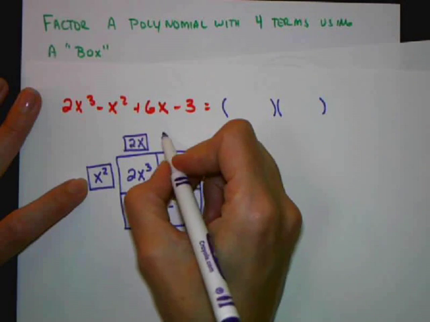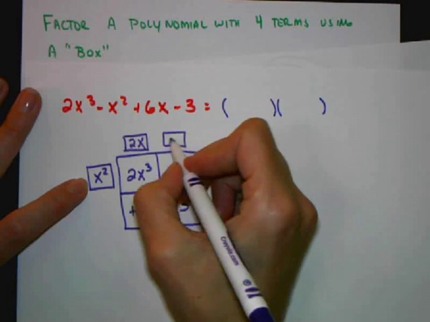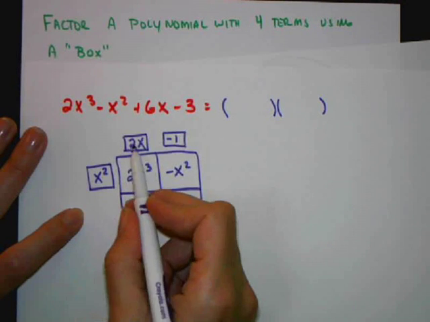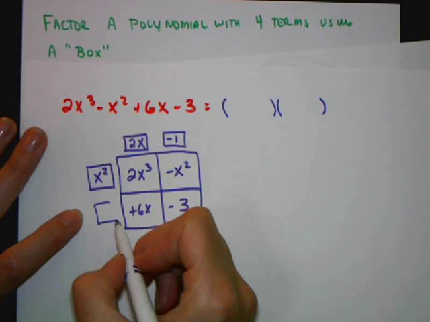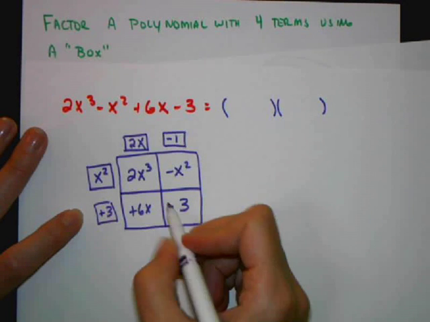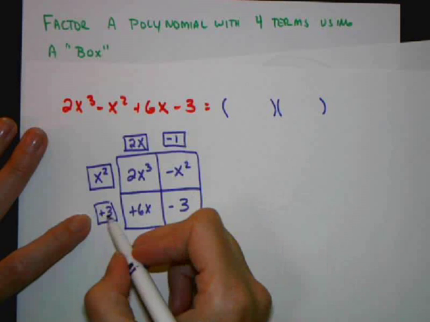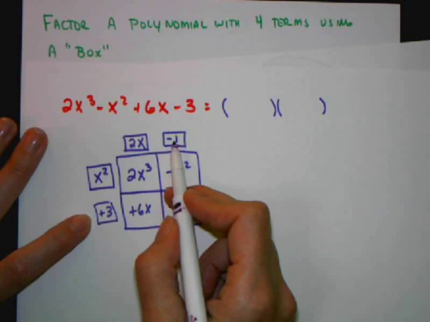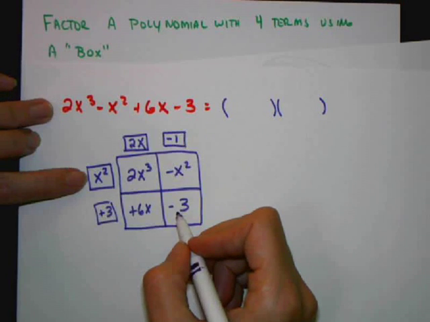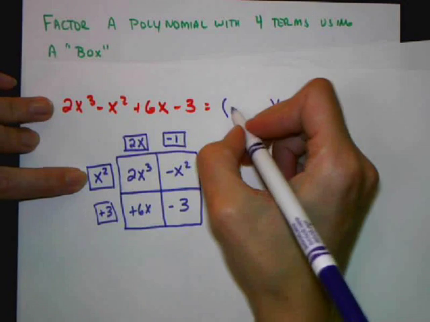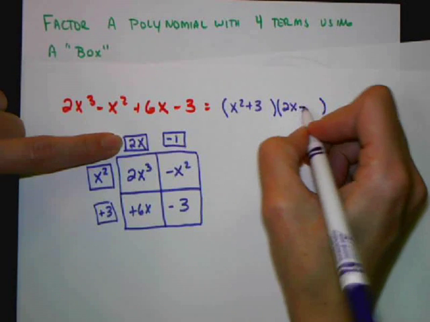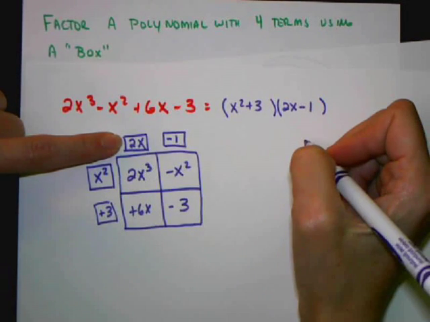X squared times what gives me negative x squared? This must be negative 1. Down here, 2x times what gives me 6x? Looks like that's positive 3. And notice that this last box works out. Positive 3 times negative 1 gives me negative 3. So the correct way to factor this expression is x squared plus 3, reading down the side, times 2x minus 1, reading across the top.